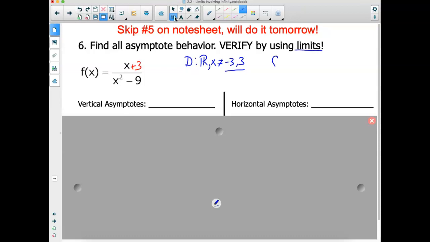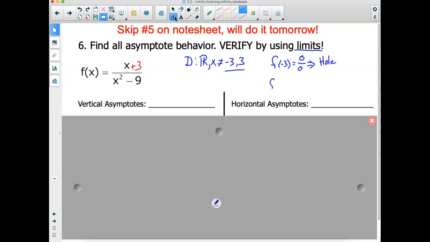So what I'm going to do is I'm going to say f of -3. Well, when I plug -3 in there, I get 0 in the top and I get 0 in the bottom. This is not a vertical asymptote. This 0 over 0 implies a hole in the graph. It's not a vertical asymptote. I'm not going to be going straight up or straight down at f of -3.